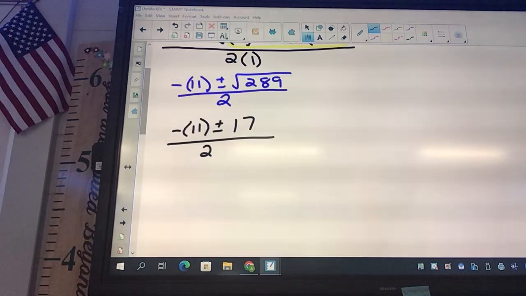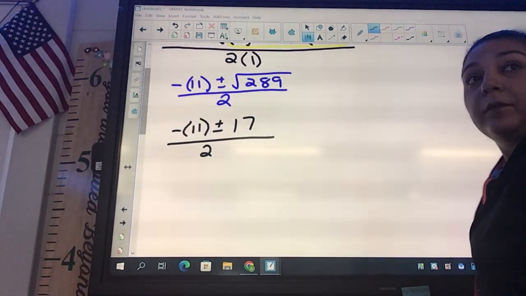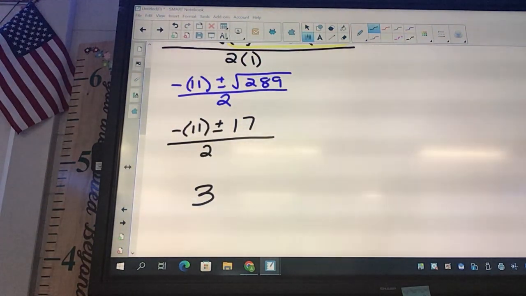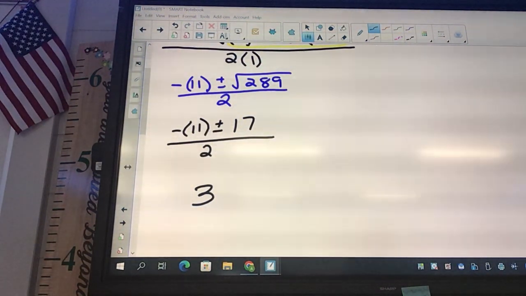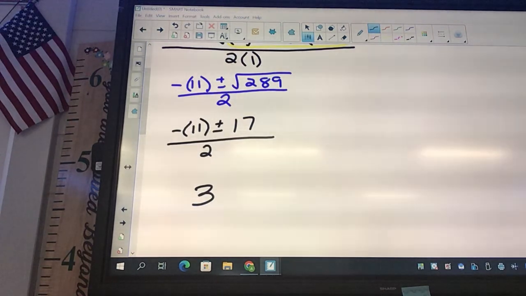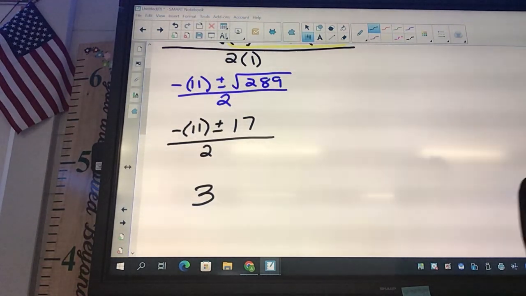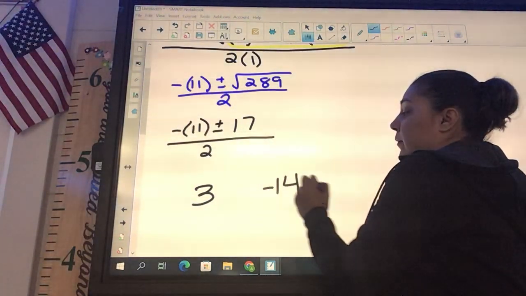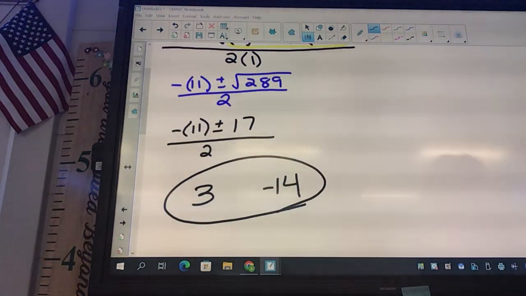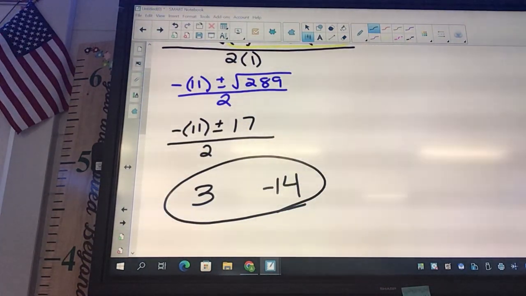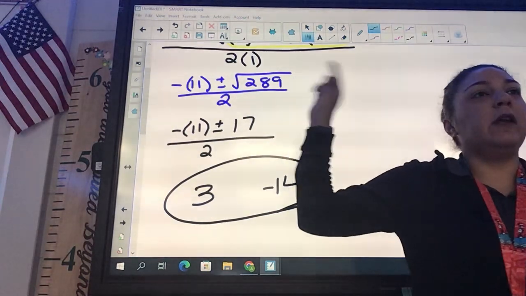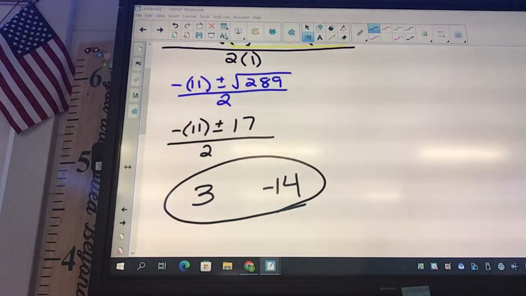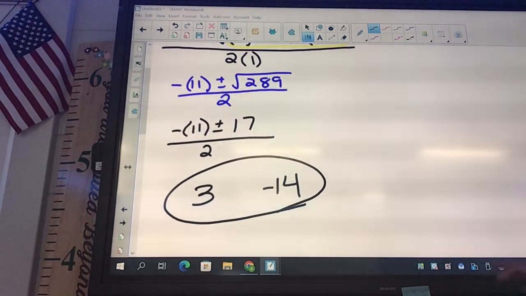What'd you get for the first one? 3? Second one. I know you're still typing, but. Huh? -14? Somebody agree with that? Good. Okay, you know on your calculator, you don't have to retype all of this. You can hit the arrow and it'll go back through and you hit delete and then change the plus to a minus and click enter. Okay, that'll save you some time on typing.